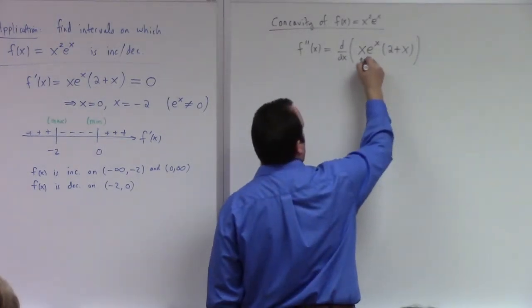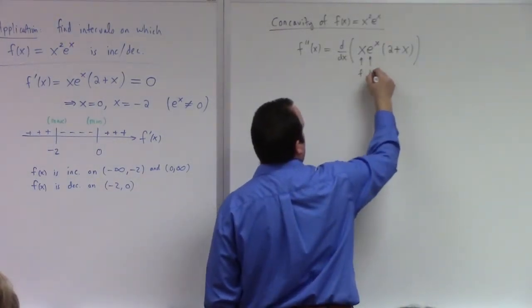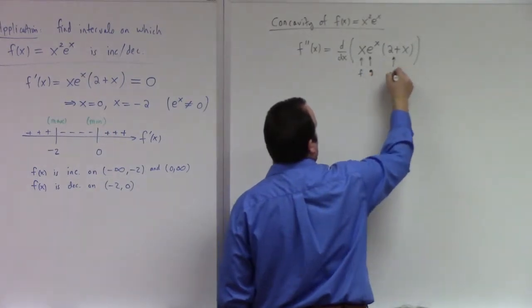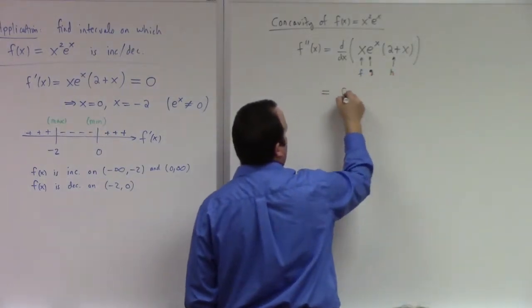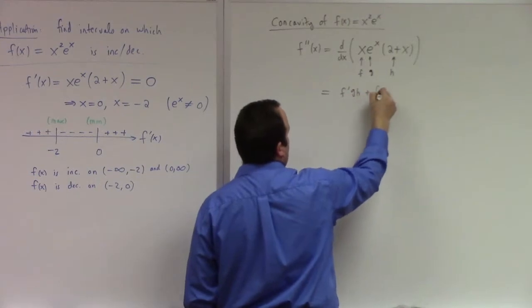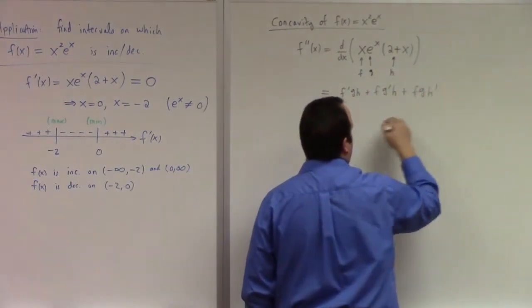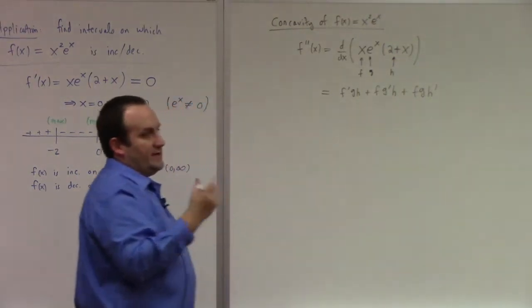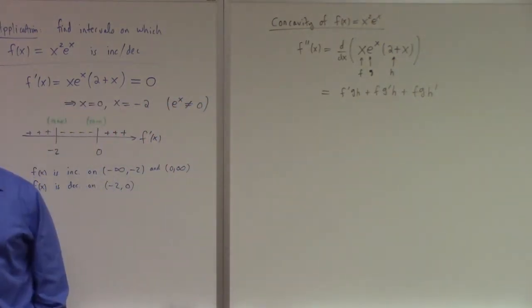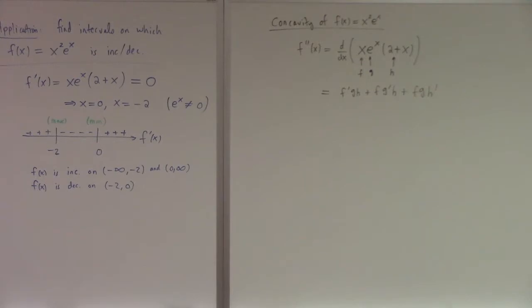So let me call this thing F, let me call this thing G, let me call this thing H. The triple product rule says it's F prime GH plus F G prime H plus F G H prime. The way it works is you just write three terms where you have the derivative on each one of the factors separately, but never more than once. That's product rule for three things.